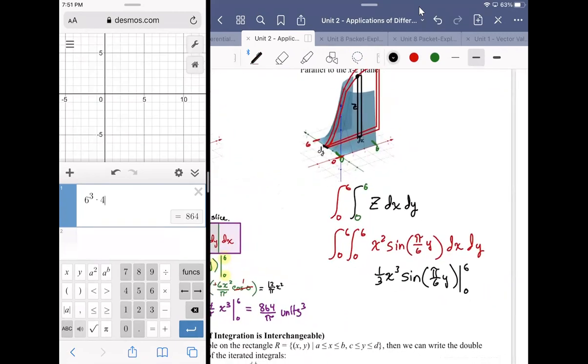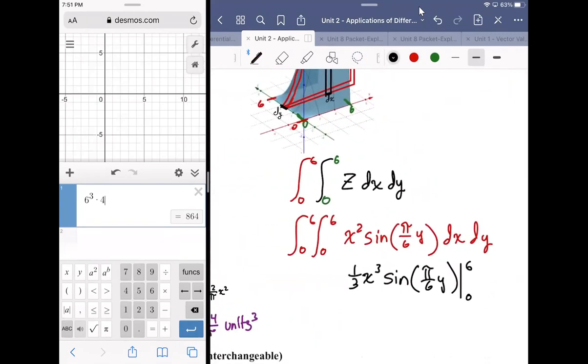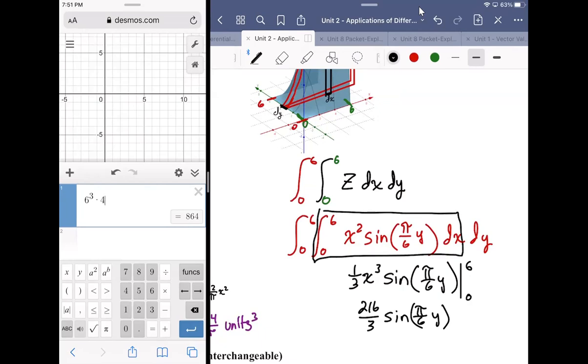Still a pretty simple computation. If I plug in the 6, I get 216 over 3 sine of pi over 6 multiplied by y. If I plug in a 0, it zeroes out. So that's this middle part taken care of, or the first part of the iterated integral. We call multiple integrals also iterated integrals. Then I would integrate this over 0 to 6.